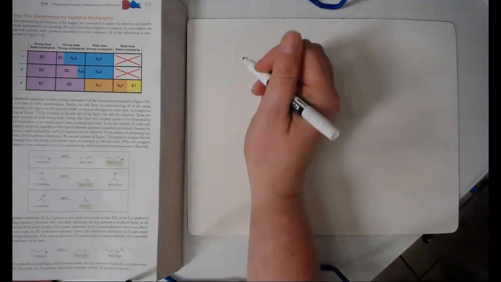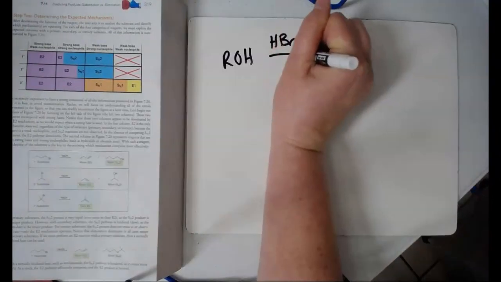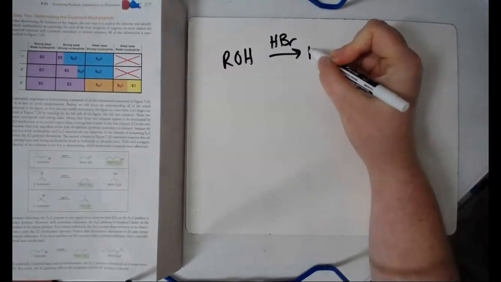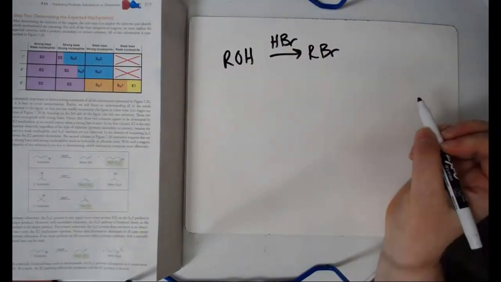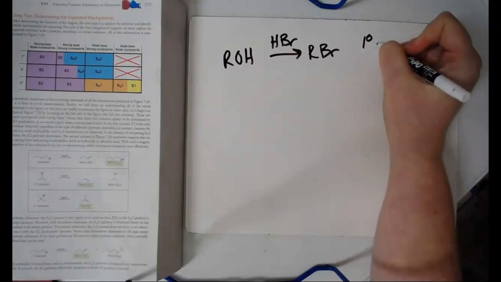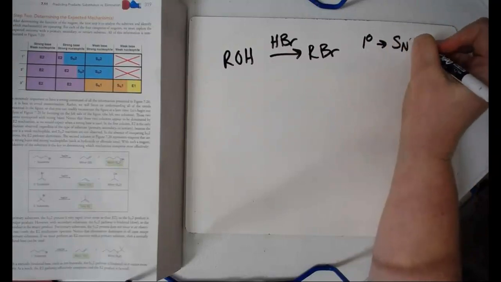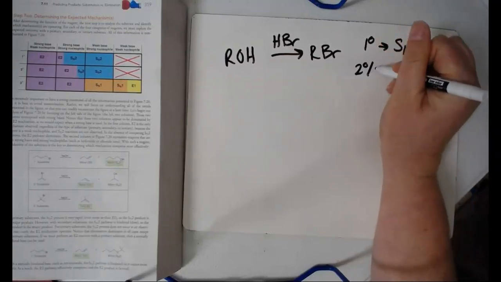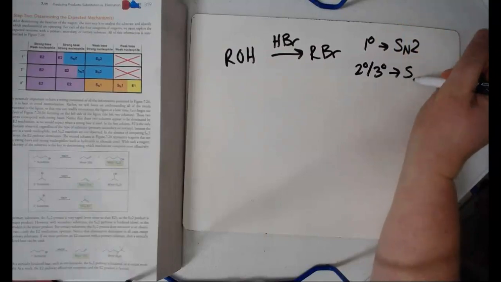ROH with HBr, we will make an alkyl bromide. If this is a primary, it's going to go through an SN2 pathway. If it's secondary or tertiary, it's going through an SN1 pathway.